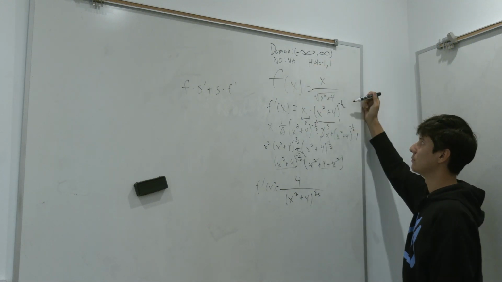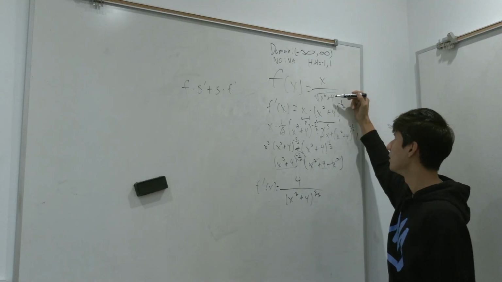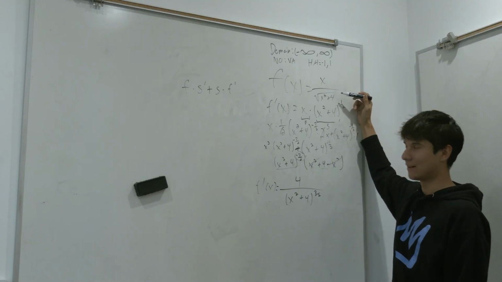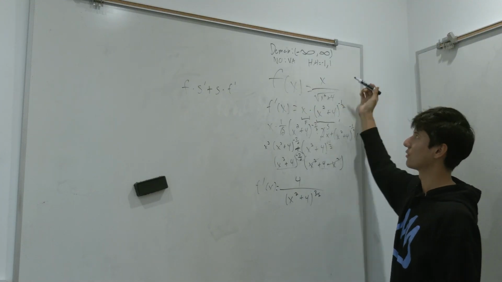Now we're going to look for vertical asymptotes. The asymptotes are also found in the domain, but since the denominator never equals 0, there are also no vertical asymptotes.